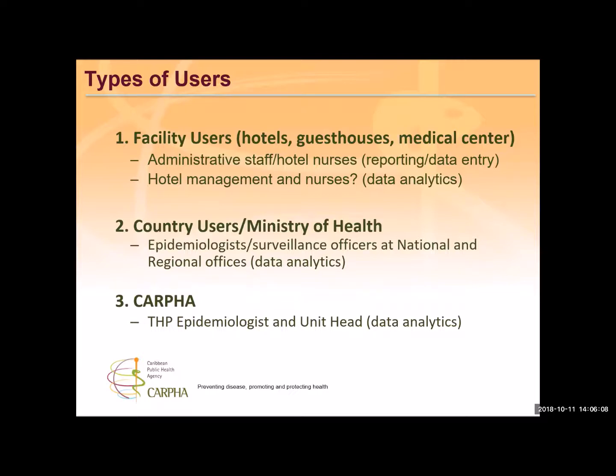At the level of the Ministry of Health, there are epidemiologists or surveillance officers who deal with surveillance generally. And these are the persons who will have access at the country level. At the CARPHA level, the THP epidemiologist and the head of THP are only able to see the de-identified country information if an alert is sent. So for example, if there is an issue at hotel A, B, and C in country X, what CARPHA sees is that there is an alert of a certain syndrome in country X. They aren't able to see whether it has come from hotel A, B, or C.